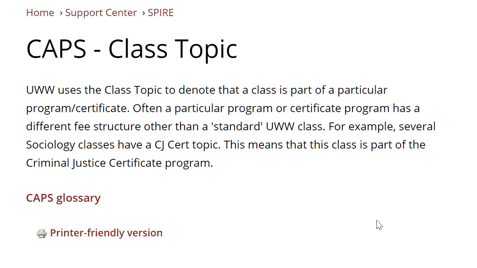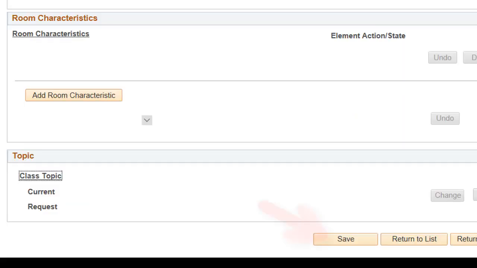Note it's underlined, indicating a tooltip. If relevant, you can note the class topic. That would be the case if this class fits into a particular topic area of an overall major. For example, in a sociology major, CJ would be a class topic indicating it fits in the criminal justice area for that major. Click Save and return to the main tab.